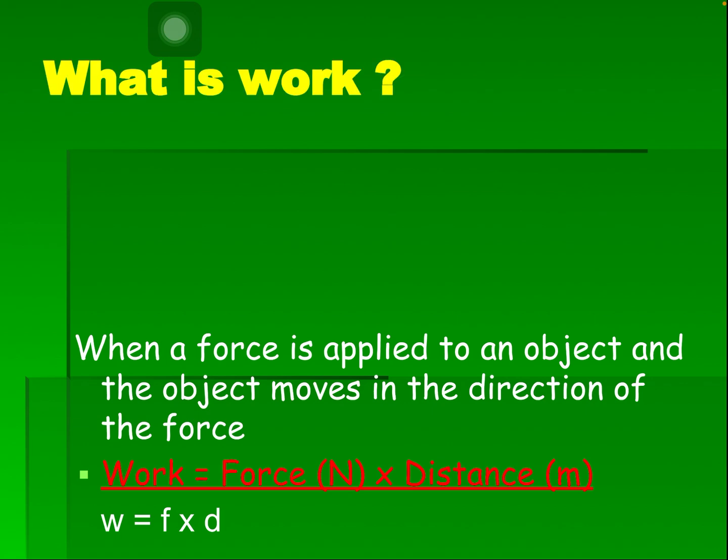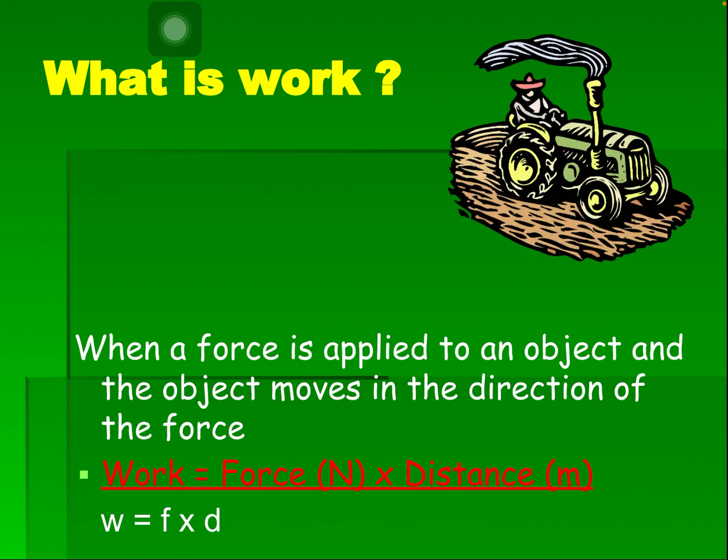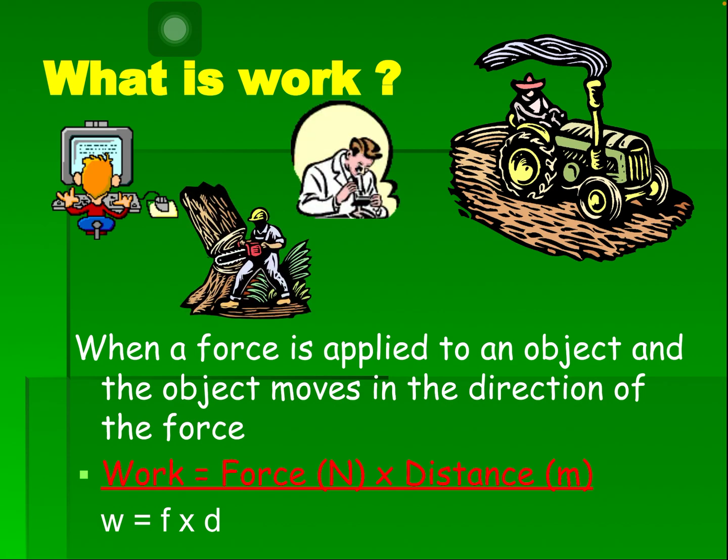What is work? Well, in physics, work is when a force is applied to an object and the object moves in the direction of the force. It is calculated with the formula: work is force, which is measured in newtons, multiplied times the distance, measured in meters. The formula is down the bottom of the slide there: work equals force times distance. So here you can see a couple of instances, little pictures, and maybe you can think a little bit about whether or not what is taking place in those pictures qualifies as work according to the physics definition of the term.